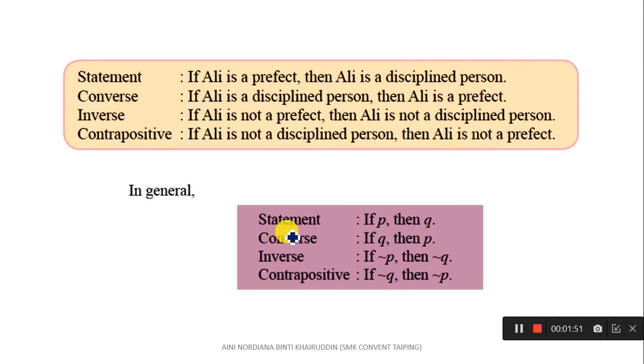In general, statement: if P, then Q. For the converse, we change the position of P and Q, so if Q, then P. The inverse is actually we negate the statement: if not P, then not Q. Contrapositive, we negate the converse: if not Q, then not P.